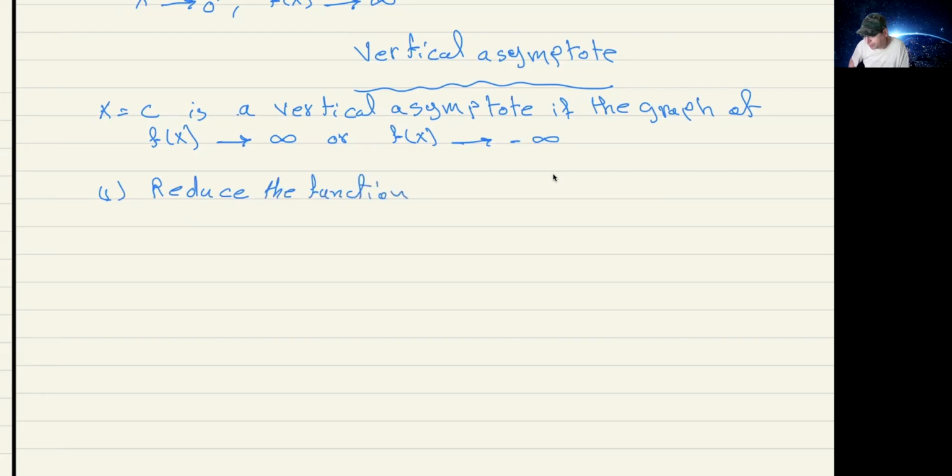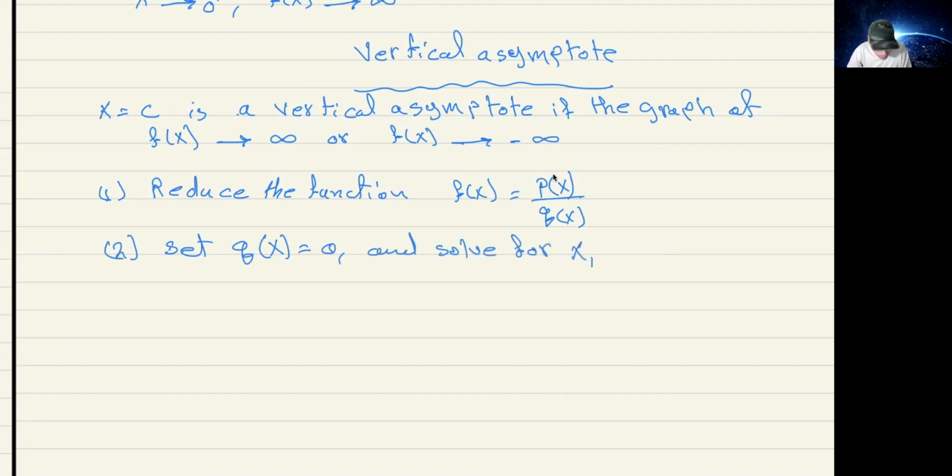What does reduce the function mean? You simplify the function. My function is f of x equals p of x over q of x. So p of x is always the numerator, and q of x is the denominator. And again, q of x cannot be 0. So simplify it, meaning that if I have any factor that could be canceled out in the numerator with the denominator, I should do this as a first step. Number 2, we set q of x equals 0 and solve for x. Then the value of x, when I say x equals c, where c is a value of x, is the vertical asymptote.